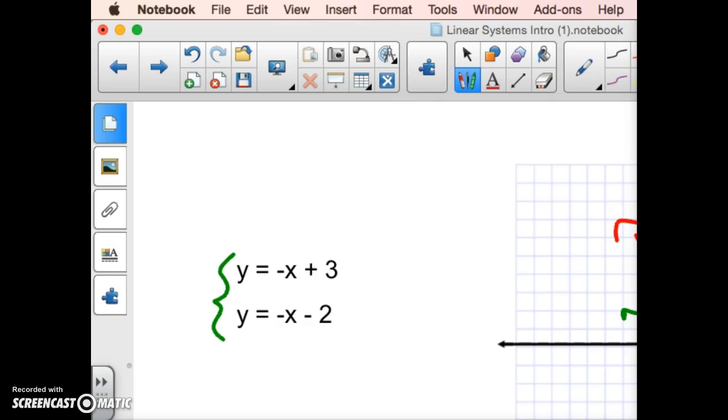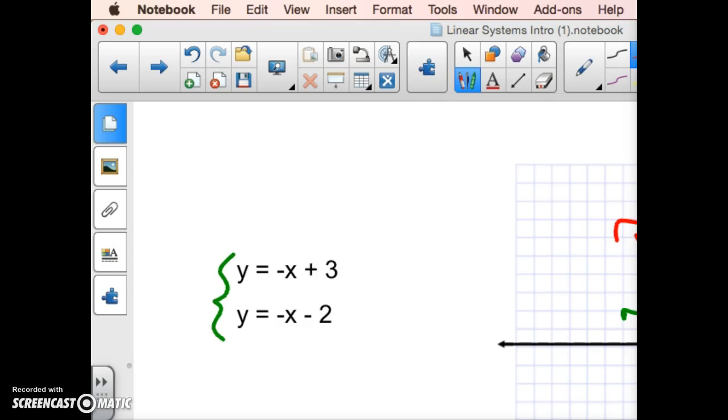All right, in this case, the two lines are parallel. They do not cross. They do not share any points in common. This would be an inconsistent system. And how can you tell ahead of time that you're going to have an inconsistent system?